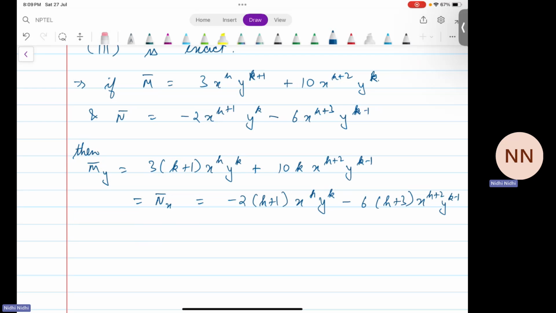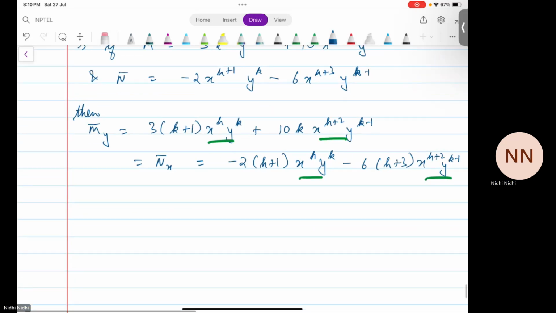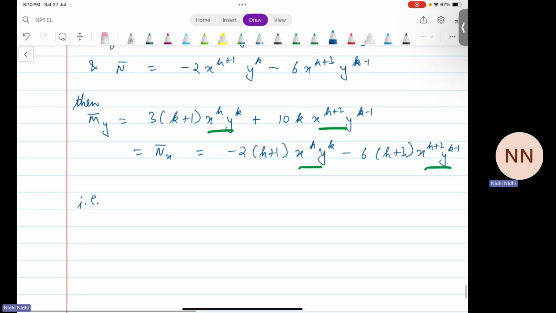We can see that the variables are the same on both sides. All we need is that the coefficients of x^h y^k and x^(h+2) y^(k-1) should be equal. That is, 3k+1 should be equal to minus 2(h+1), and 10k should be equal to minus 6(h+3).